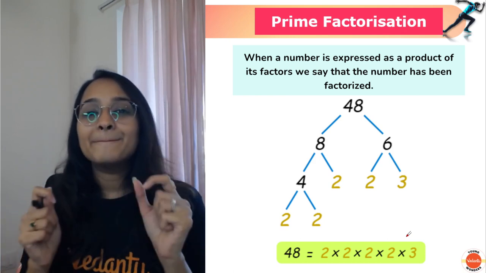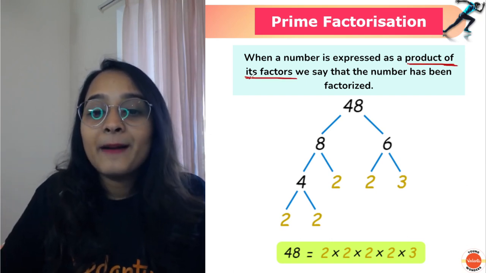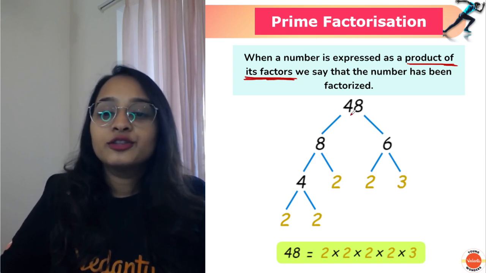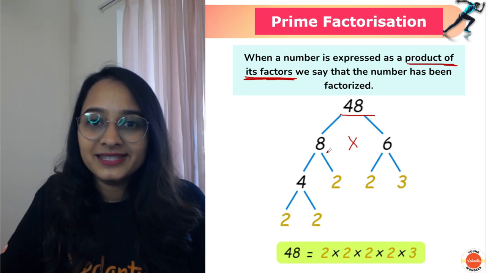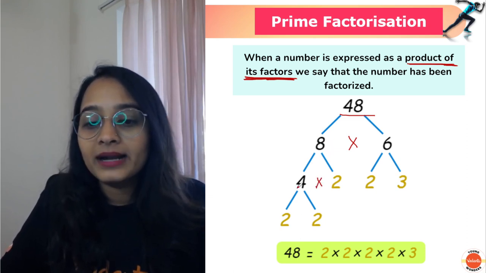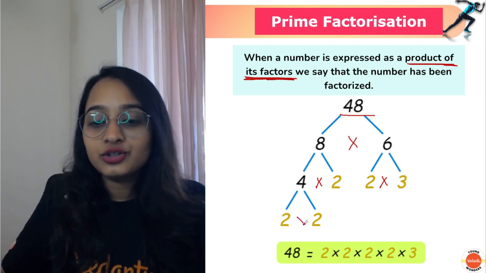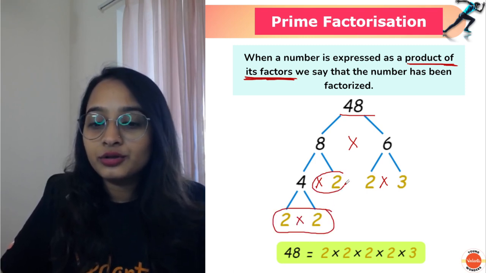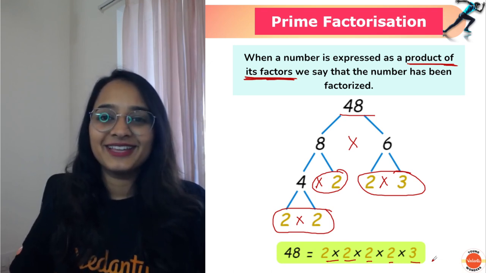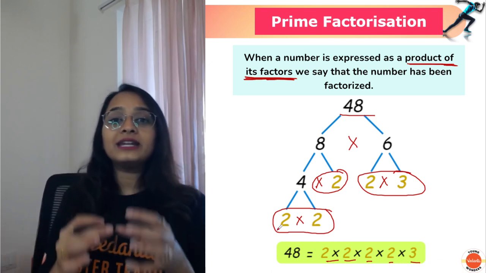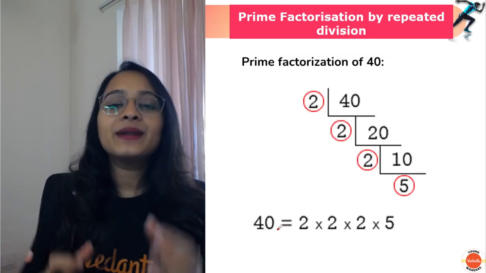And that's what we call prime factorization, where we can express a number as the product of its prime factors. Please remember that. 48 ko main likh sakti hoon 8 multiplied with 6. But 8 and 6 are not prime numbers, right? So I'll further write my 8 as 4 multiplied with 2. And I'll further write my 6 as 2 multiplied with 3. Now, 4 can further be written as 2 into 2. So, I have written it as 2 into 2 into 2 into 2 into 3. So, ye jo 2, 2, 2, 2 aur 3 hai, ye kya hai? Ye humare prime factors hai, right? So, we just wrote 48 as the product of its prime numbers. This process is called prime factorization.